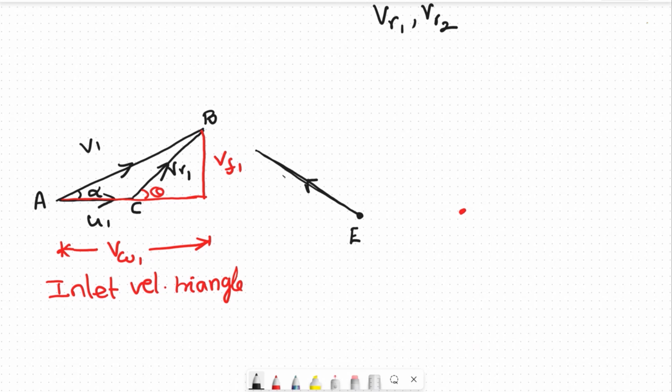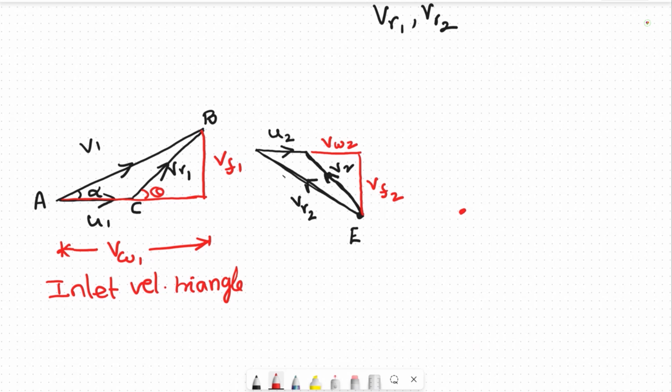When it comes out like this, this is the relative velocity, right? Then what is this? This is the vane velocity, always horizontal. Then if you join these two, this is V2. So these three, we call the velocity triangle at the outlet. The black portions are the velocity triangles. Then if I take the horizontal and vertical components of V2, this is VW2 and this is VF2.